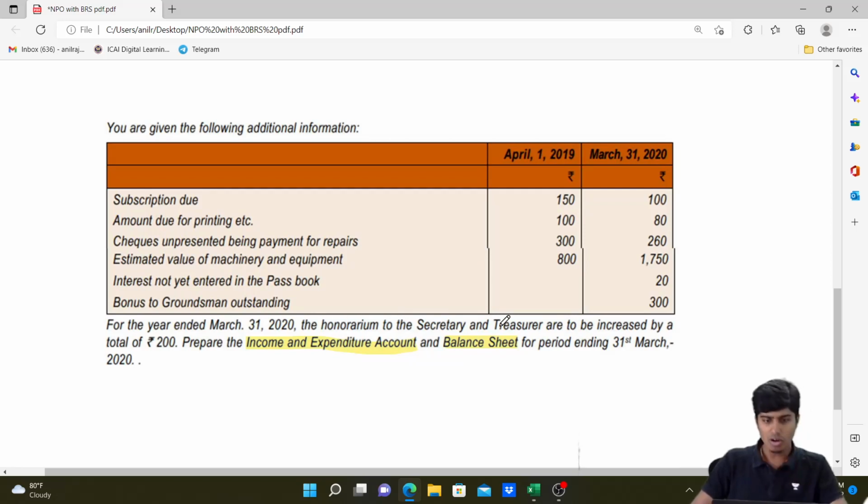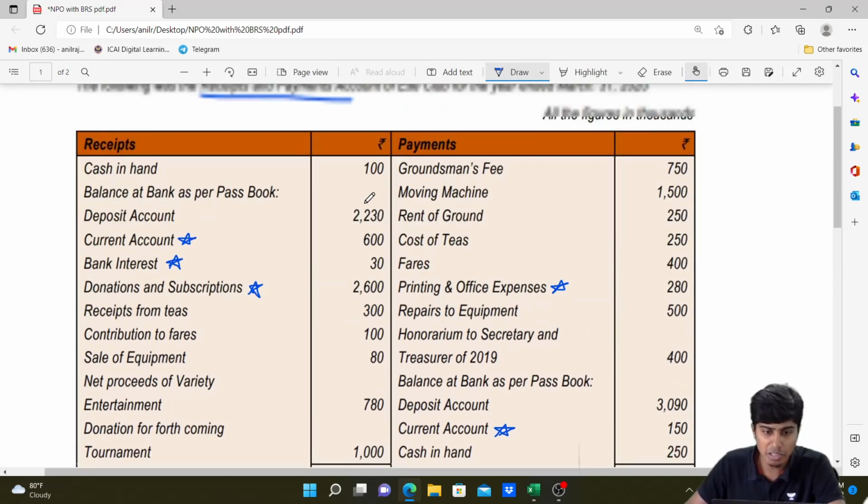Then honorarium to secretary and treasurer as an adjustment. It is increased by 200. Oh, this is an important item. Stay cautious with this word "by". If you say increased to 200, it will be quite different than increased by 200. So do we have any payment here?